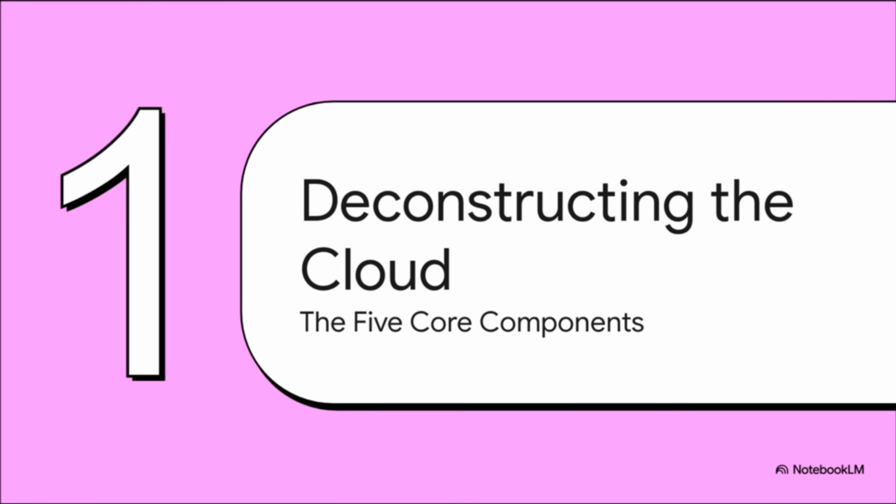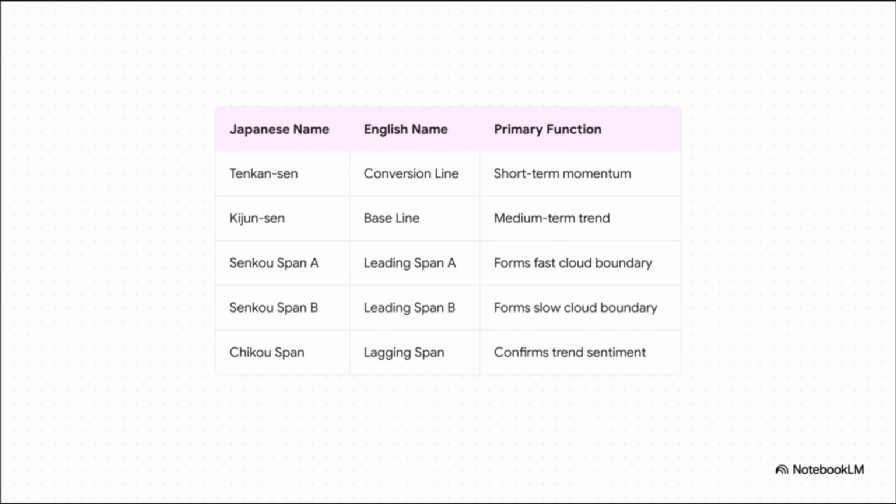All right, let's start by breaking this thing down. At its heart, the cloud is made up of just 5 core components. Once you get what each of these does, that whole complicated web of lines starts to make a whole lot of sense. Believe it or not, this is it. The entire Ichimoku system is built from just these 5 lines. Each one has a very specific job. You've got the Tenkan Sen and the Kijun Sen, then the 2 Senkou Spans, which actually form the cloud itself, and finally the Chikou Span.